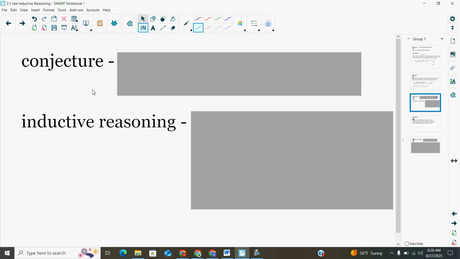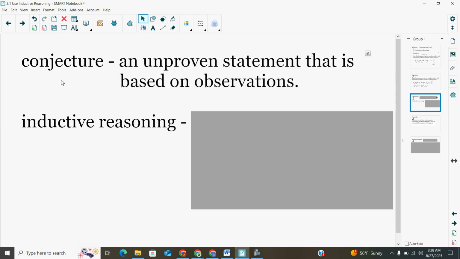A couple more definitions here. The first being a conjecture. A conjecture is a statement that hasn't been proven that is based on observations. So when we make conjectures, we're going to observe something, and then we're going to come up with a statement that matches up with those observations. We're not going to need to prove it, at least not here in this section. But a conjecture, it's an unproven statement that is based on observations.